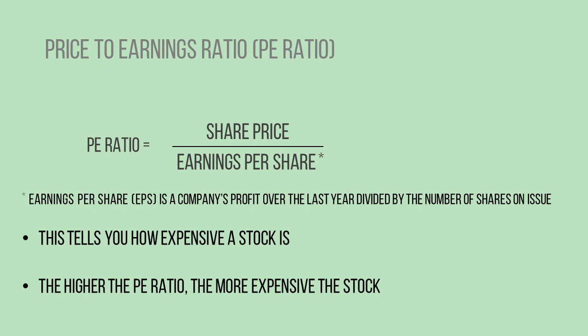So when you do this calculation, you can find out how expensive a stock is. That's the PE ratio. So you can see the higher the PE ratio, the more expensive the stock, because there's going to be a big discrepancy between the share price and how much the company's actually earning.